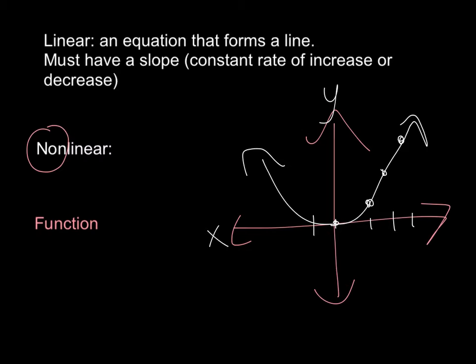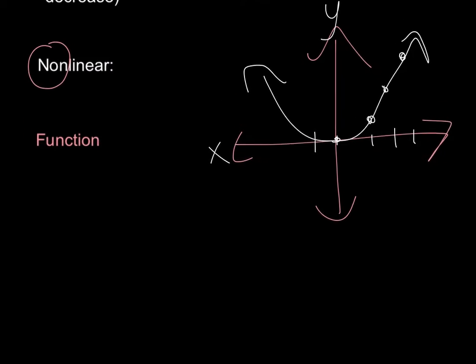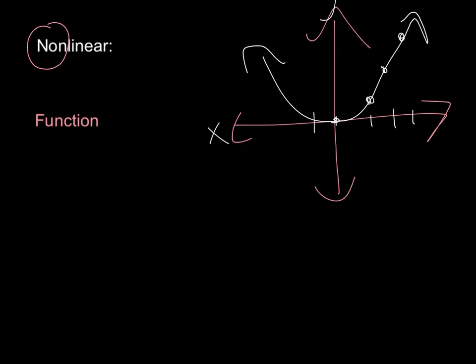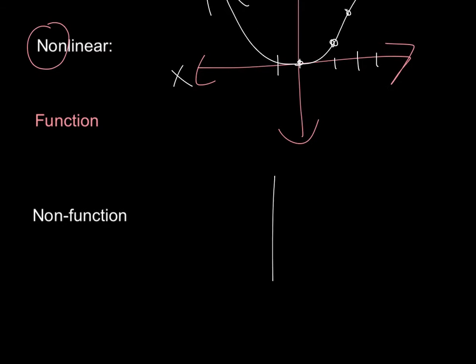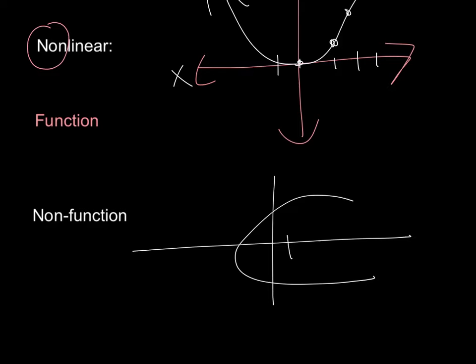Go ahead and write the definition of a function in your own words. Now there's one other thing that we're going to be talking about, and that is a non-function. A non-function is something where the input, or our x value, has more than one y value. So this input has two outputs. A non-function is when your input has two outputs.